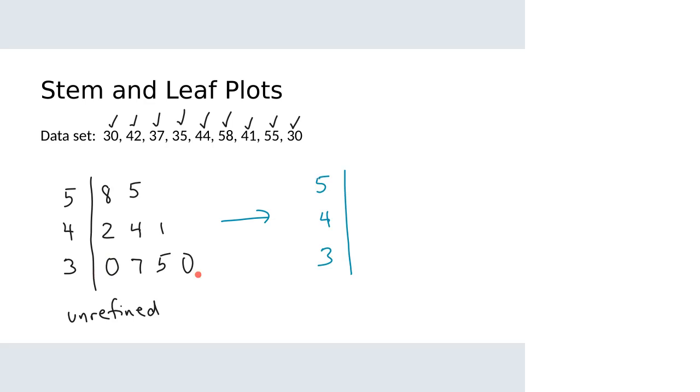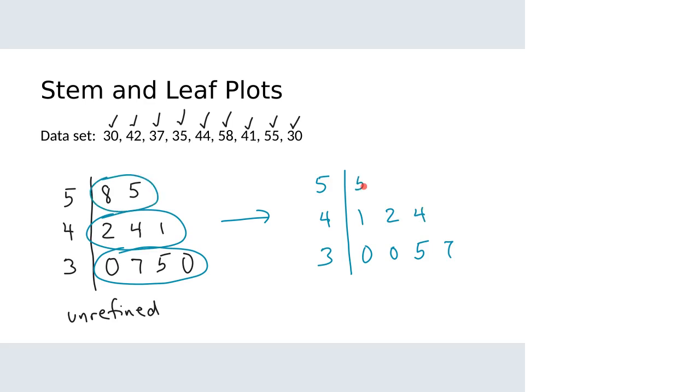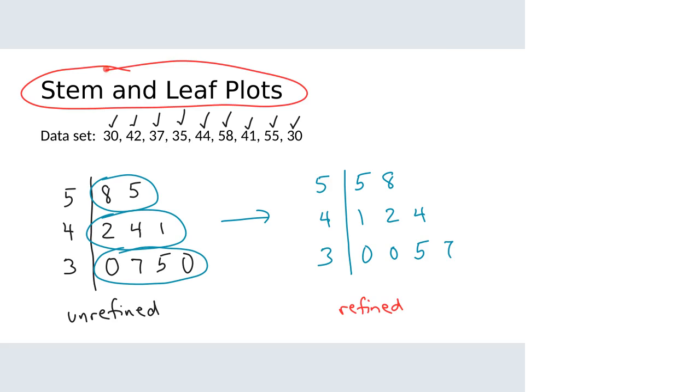Now as I look at this leaf right here, going from least to greatest, that's going to be 0, 0, 5, 7. And then in this leaf, I've got 1, 2, 4. And finally, in that leaf, I have 5, 8. And now what I've done is I've made myself a refined stem and leaf plot.